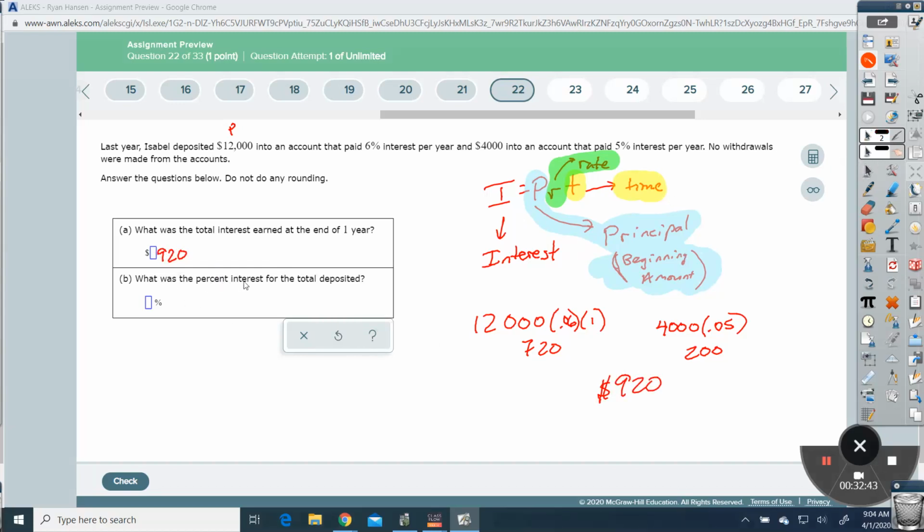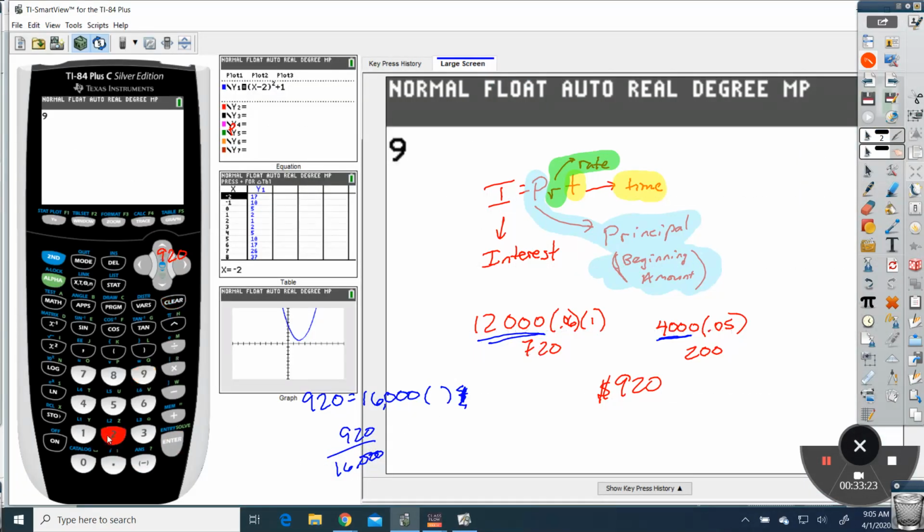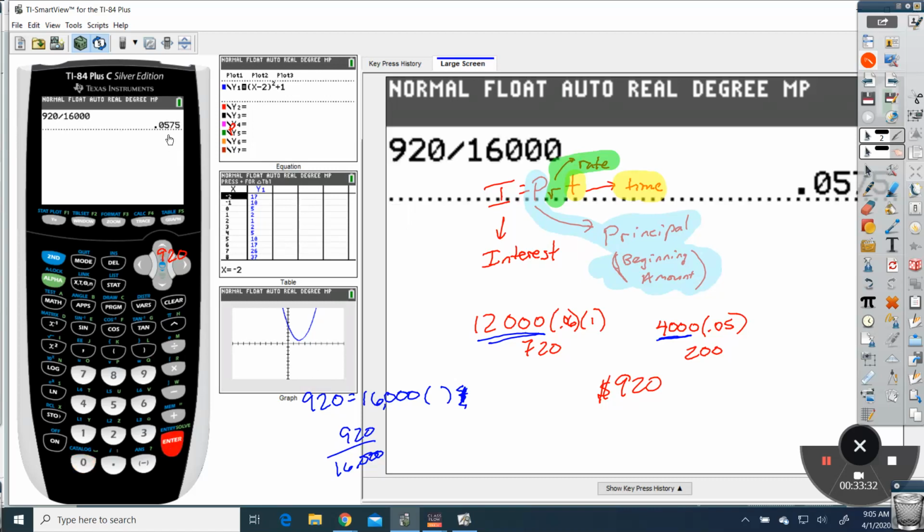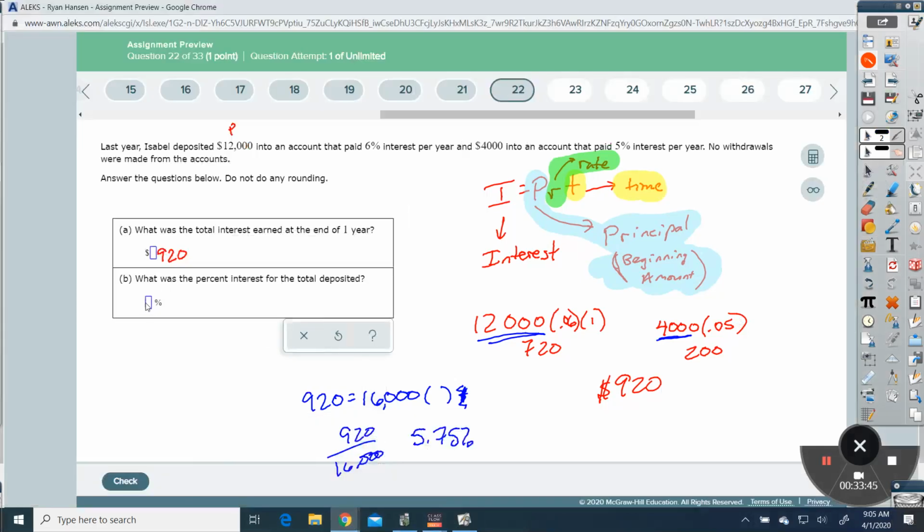Now the next question says, what was the percent interest for the total deposited? So what we're going to do is work backwards on this formula now. I know the interest is $920, so I'm going to put 920 where that I is. My principal is the amount of the two combined, so 16,000. The rate I don't know, and the time is 1. So that's a 1, not a t, so that goes away. Now I just go 920 divided by 16,000, and that will give me the rate. So 920 divided by 16,000 is 0.0575, so 5.75% is my interest rate. So you're going to put 5.75 in for that second one.